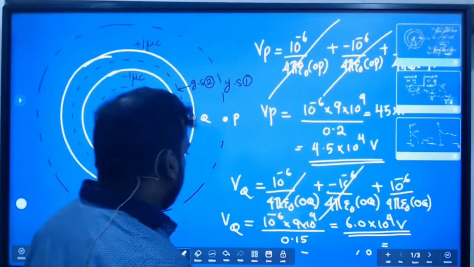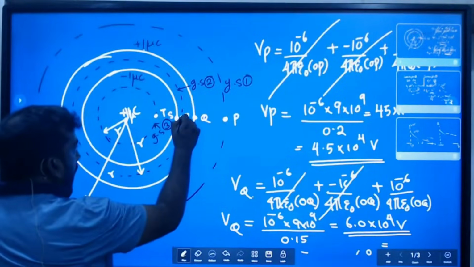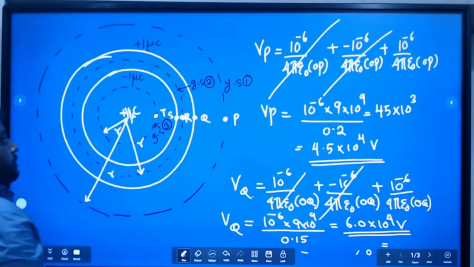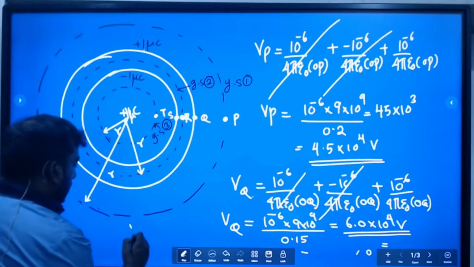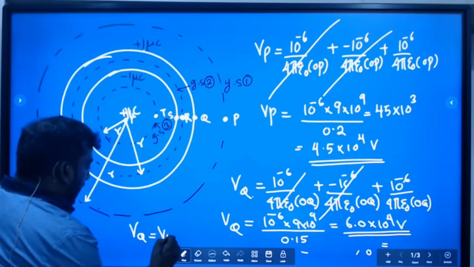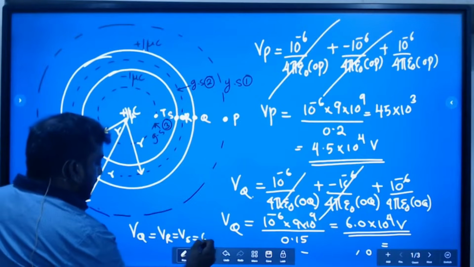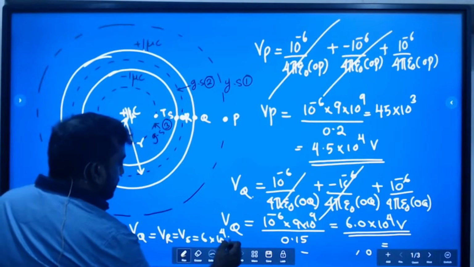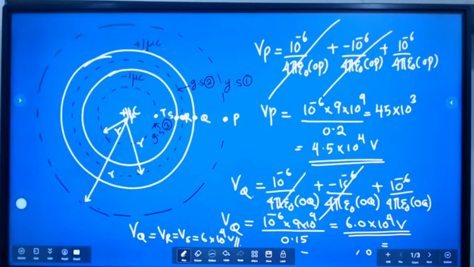So if I go back, the potentials at Q, R and S should be the same. So the potential at Q, potential at R, potential at S is 6 × 10^4 volts. Using theory, I have one shot at this.